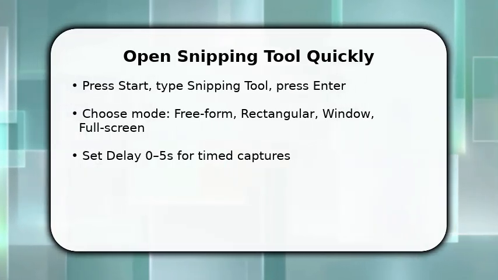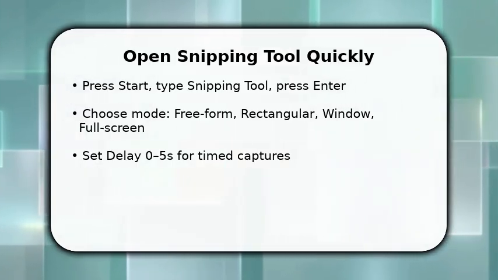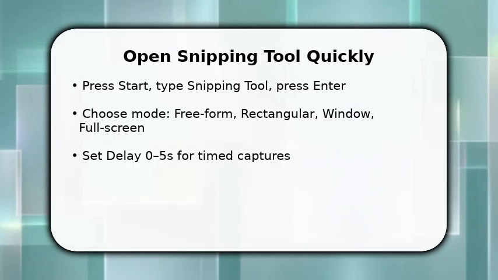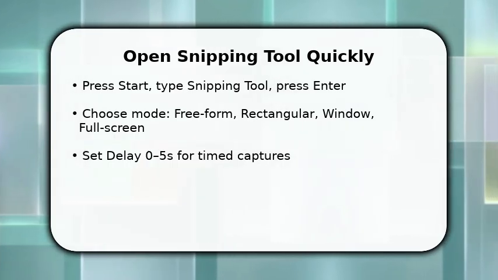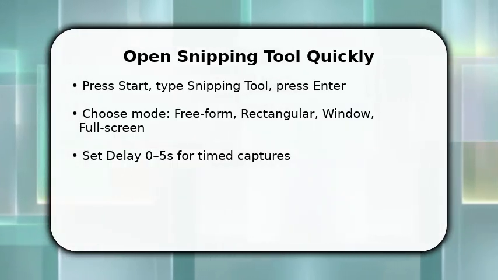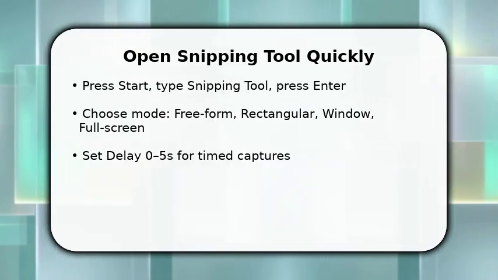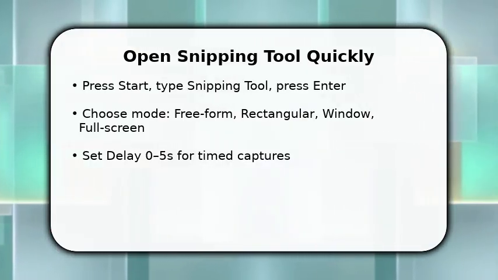Hiding toolbars first reduces clutter. You'll notice the cursor changes for each mode. That visual cue helps you frame shots accurately. After choosing options, click New to begin the capture process and prepare to select the area you want.